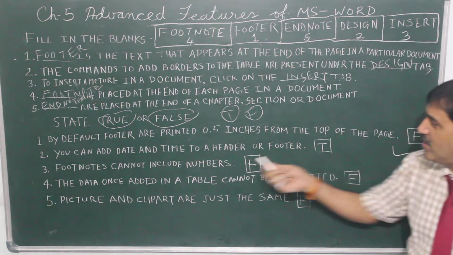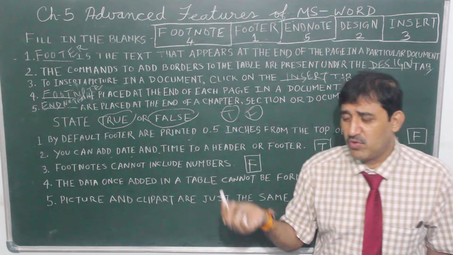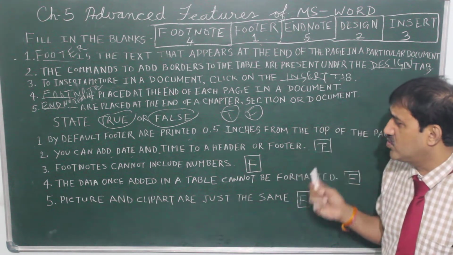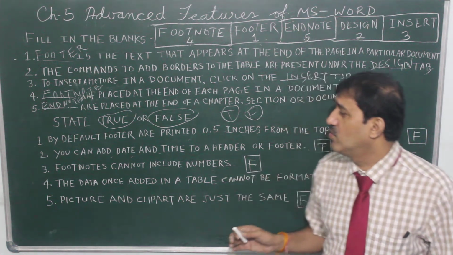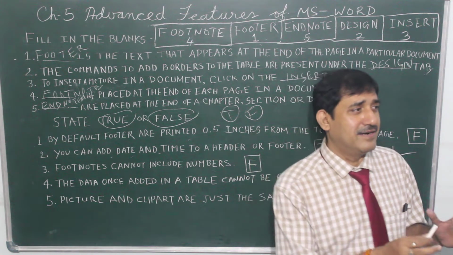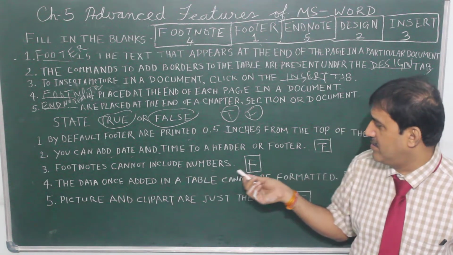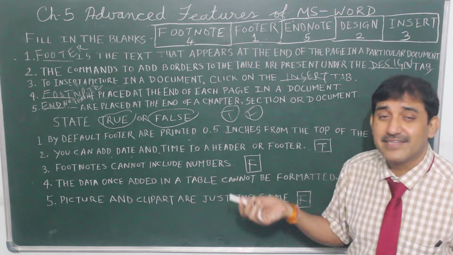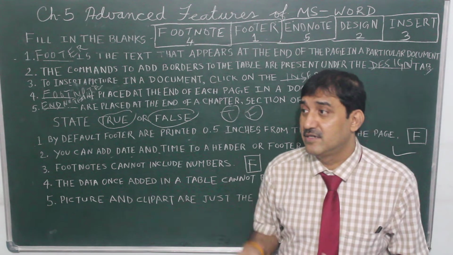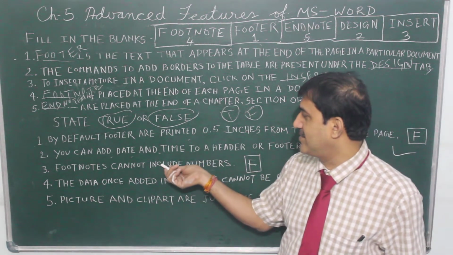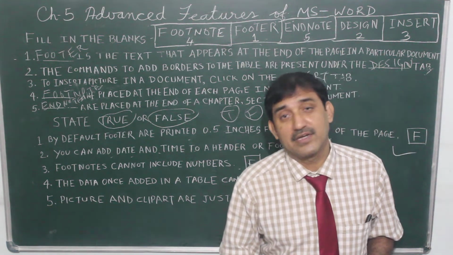Now we come to the next one: you can add date and time in the header or footer. Yes, we can add. I have shown that in the practical, how we can add it in the header. So that is true. Next, endnotes cannot include numbers. Normally we don't put numbers in the endnotes, but if you want to, you can type out a year as an endnote. In the footnotes, you can write something about a particular topic or text. The statement that footnotes cannot include numbers is false, because you can use numbers or alphanumeric characters.